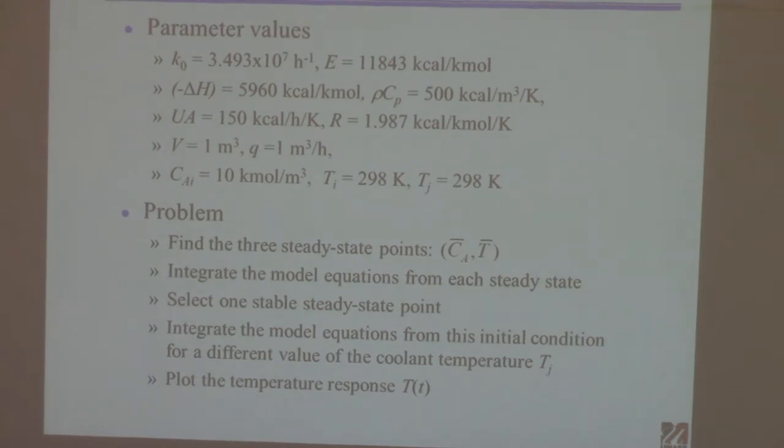All right, so this is the goal. If you take this model, the first thing you want to do is find steady states. You already did this, in fact. You already took this model and you found steady states for this. You remember this? You found three steady states. There was a low conversion, a medium conversion, and a high conversion, also known as low temperature, medium temperature, high temperature.